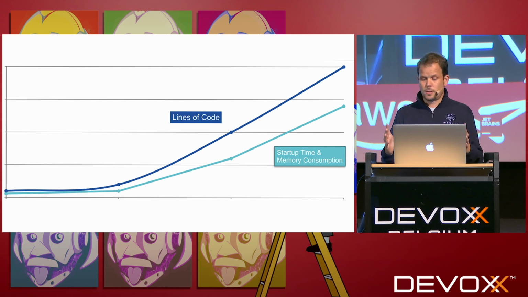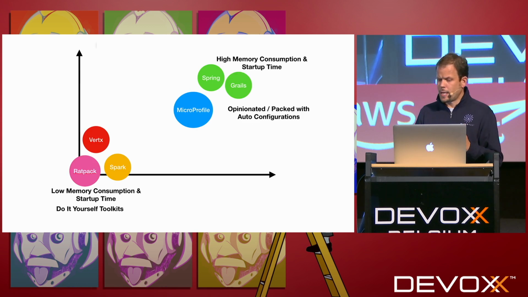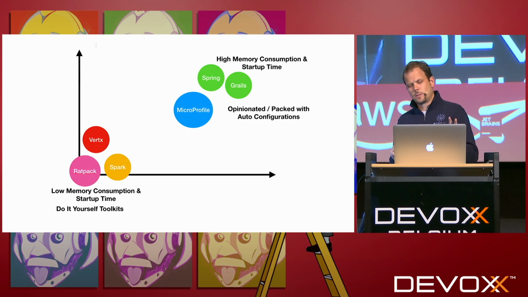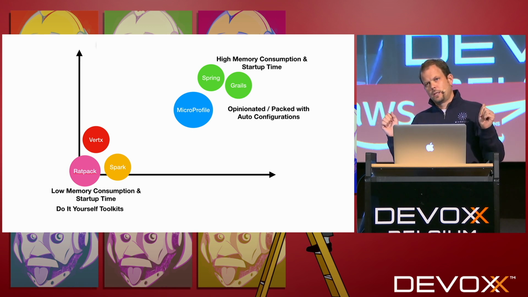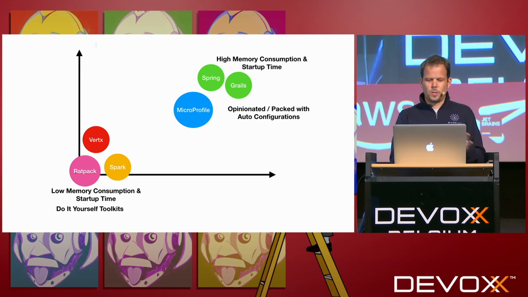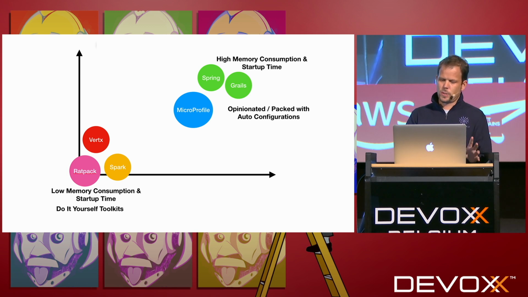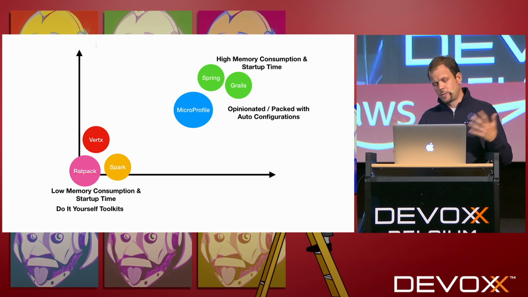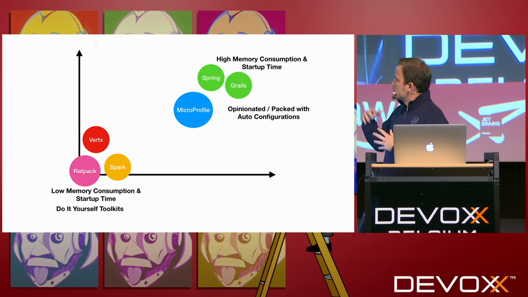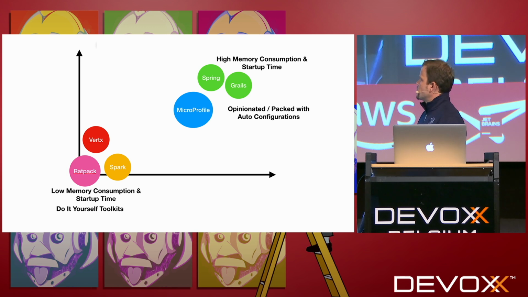A lot of this is down to the way that frameworks are designed, and a lot of people arrive at a decision point where they had to decide whether to go for a do-it-yourself toolkit, which, frameworks like Vert.x are awesome. They have their place, but they're very much do-it-yourself toolkits. You put them together yourself, versus things like Spring and Grails, which have much more opinions and much more productivity benefits.